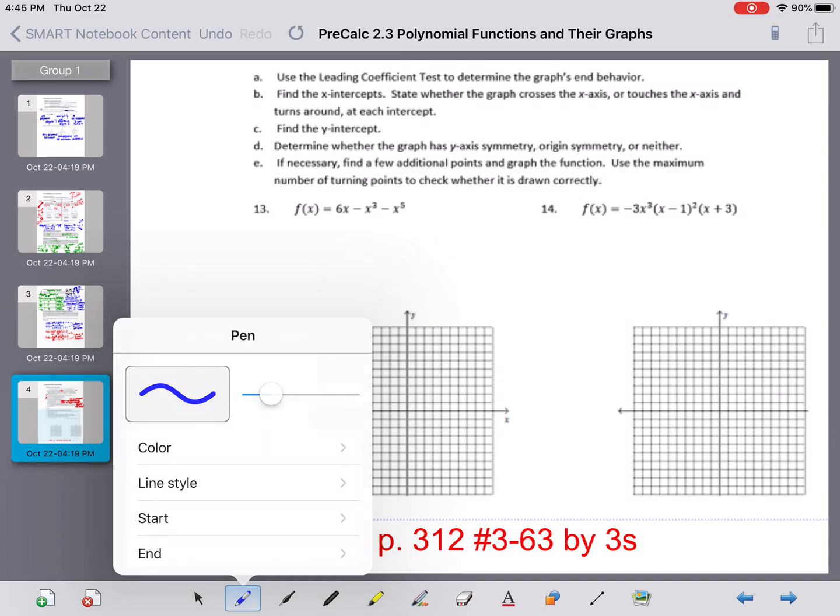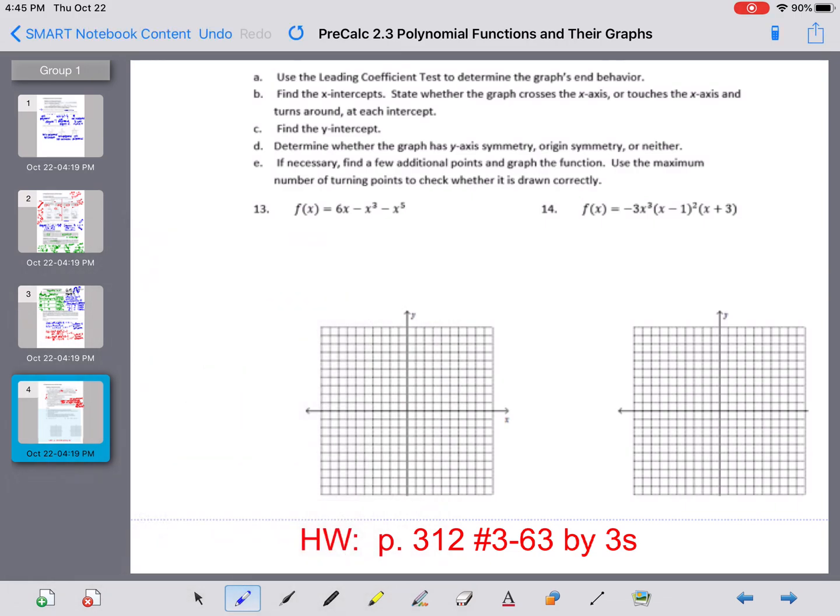We're going to use the leading coefficient test to determine the end behavior, find the x-intercepts, decide where they cross or touch or turn, and we'll make that little chart. Maybe find the y-intercept, determine if it has symmetry, and then find a few other points if we need to see where it's going. I definitely want to see the x-intercepts where we can find them. I want to see some bumps, but I'm not super picky on where the turns come.